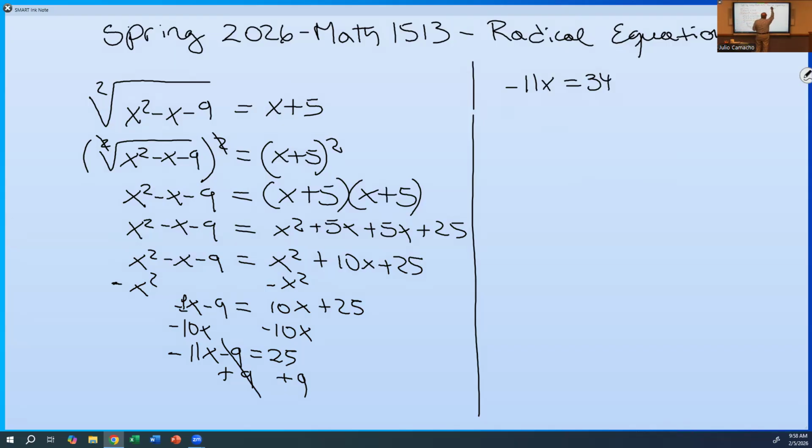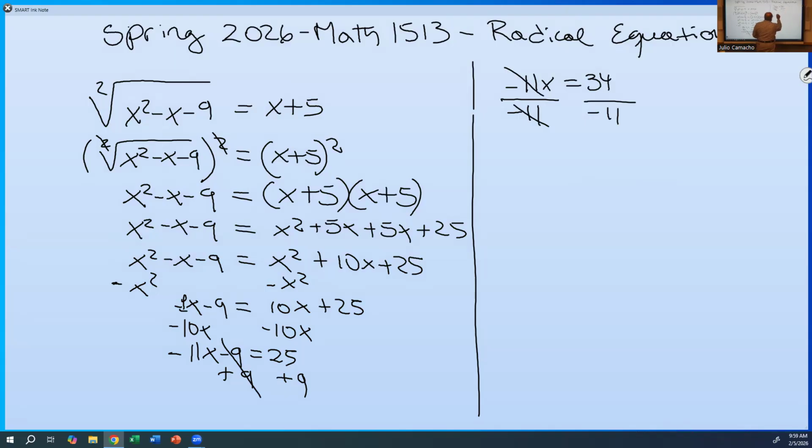This 11 is being multiplied by x. What will be the opposite operation? To remove or isolate this x, what do I need to do with this negative 11? We divide, because we are multiplying. In this case, you see negative plus there, but when they are being multiplied, the opposite operation is divide, to remove this 11. Now you have negative 11 in the numerator and negative 11 in the denominator, they cancel, but you also have to do the same thing on the other side.